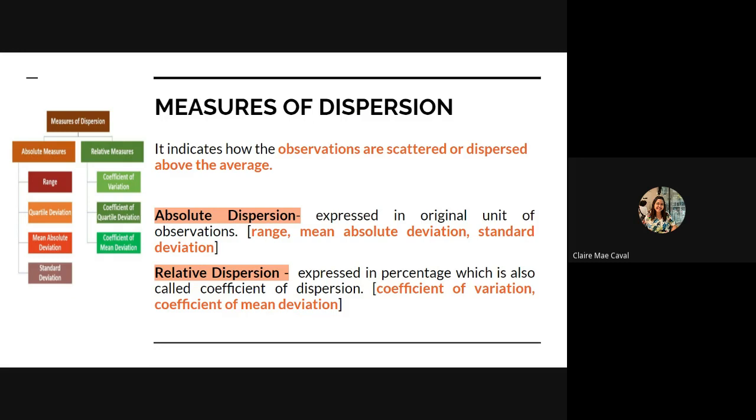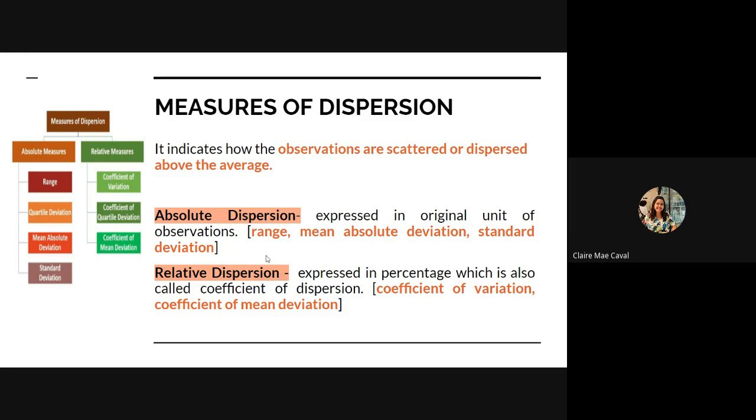Okay, so there are two types of measures of dispersion. It could be absolute dispersion or relative dispersion. When you say absolute dispersion, this is expressed in the original unit of observations. Again, original or from the real value. Examples of absolute measures of dispersion include range, mean absolute deviation, standard deviation, and quartile deviation.